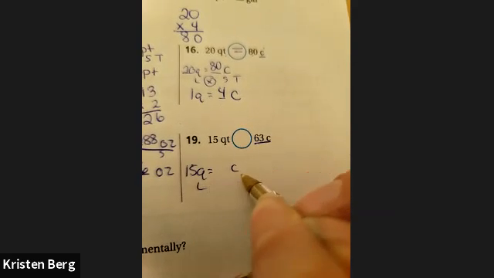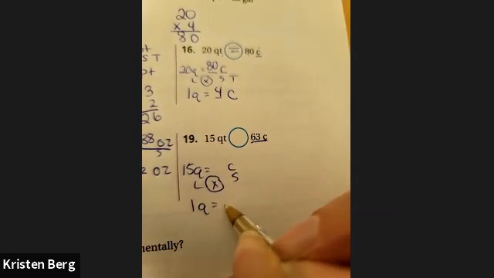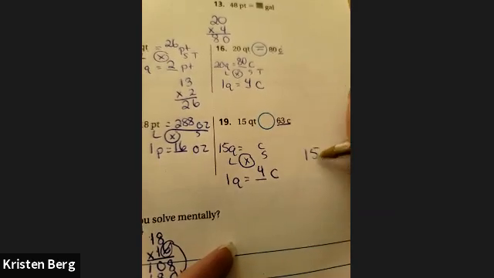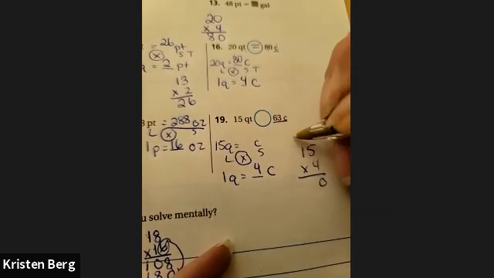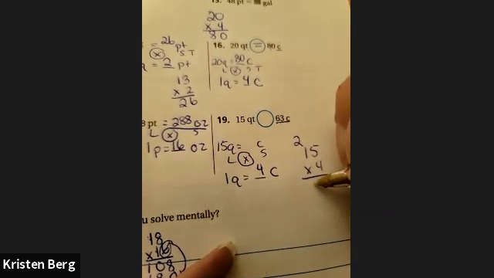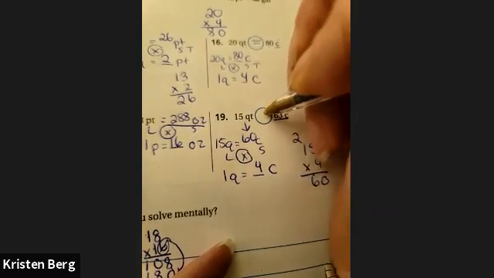Okay, so large to small again. So we're timesing. And then 1 quart has how many cups? So that is 4. So in order to solve this, I would do 15 times 4. That would be 20, carry your 2. 4 times 1 is 4, plus 2 is 6. So this one is actually 60 cups versus 63. Which one is larger? It's definitely the 63.